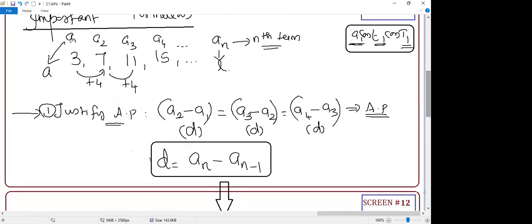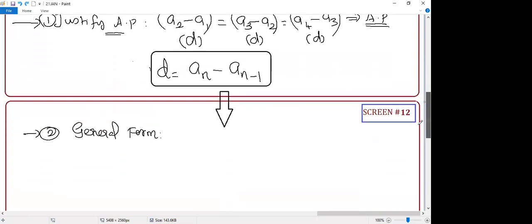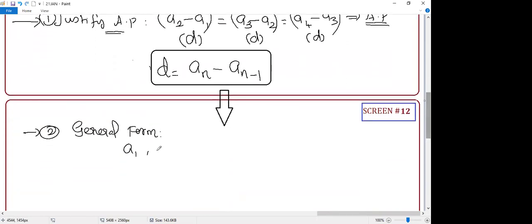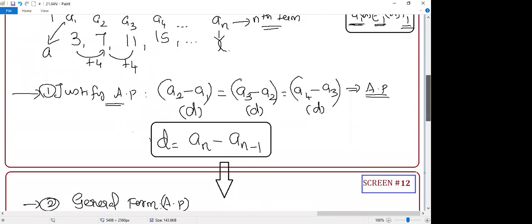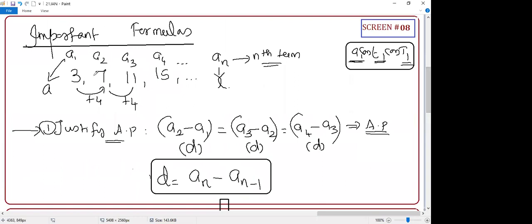General form means what? Guys, this is called a general form. Clear or not? What is general form? A1, A2, A3, A4. So it is a general form of not only AP. Guys, it's a general form of everything. Any sequence has a general form. But what is special for AP? You just observe the thing.